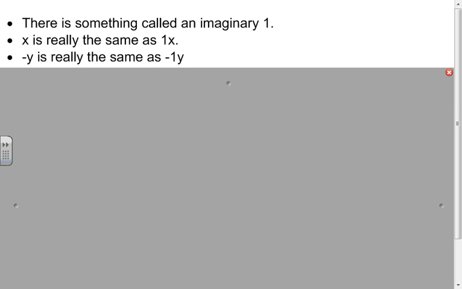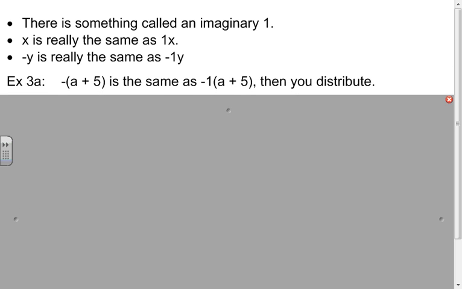For example, x is really the same thing as 1x. Negative y is really the same thing as negative 1y. If there's not a number in front of that variable, that means that you have one of them. Okay? The way that we can use this with the distributive property, if we have negative and then the parentheses a plus 5, that is the same thing as if we have an imaginary 1.